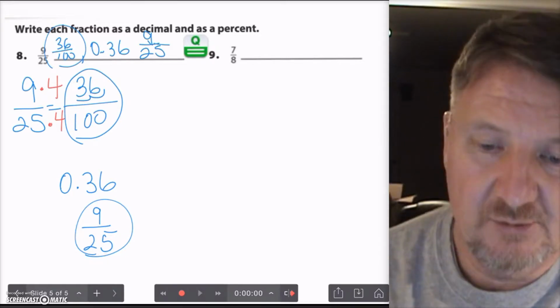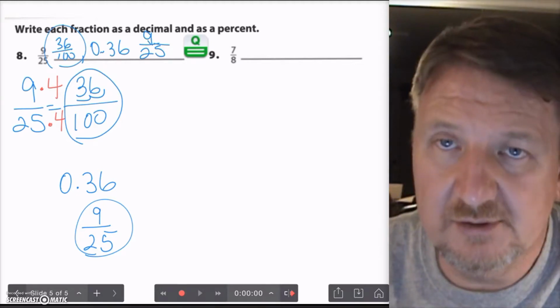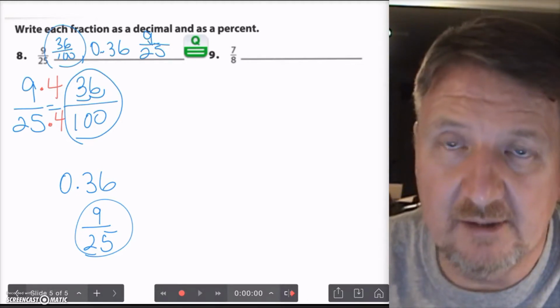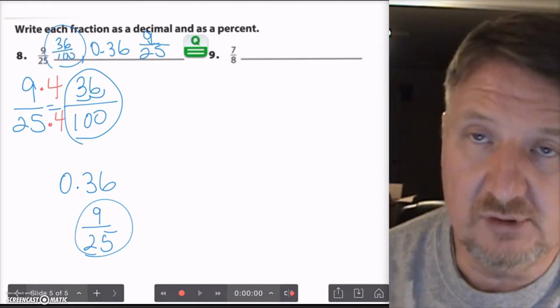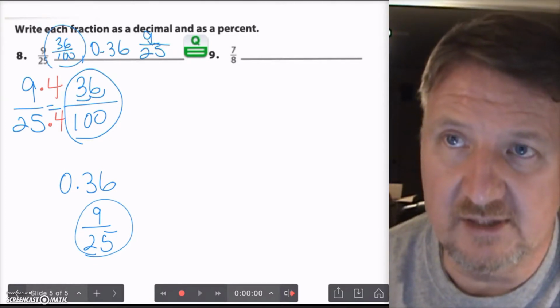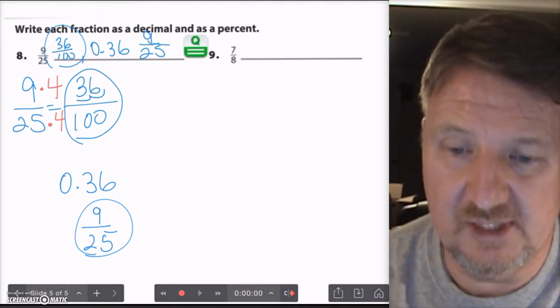Okay, next one is 7/8. Now I can't turn 7/8 into a decimal or into a fraction with 100 in the denominator. I can't do it, not easily anyway. So I have to use long division in order to figure out what the decimal equivalent is, and then it's easy to go from there to a percent.